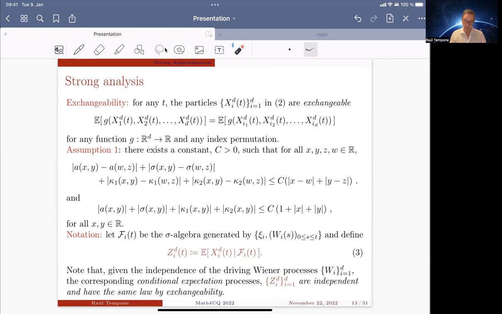What do we observe now? Given the independence of the driving Wiener processes, the corresponding conditional expectation processes X-bar^i are independent now and have the same law by exchangeability. These guys here were the components of a coupled system of size D. Each of them has the same law by exchangeability, but they were not independent, they were coupled. Once we do this projection, this conditional expectation, we get an object that is independent from all the others for different i's and still has the same law.